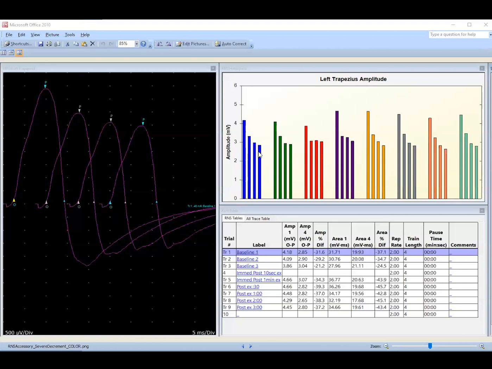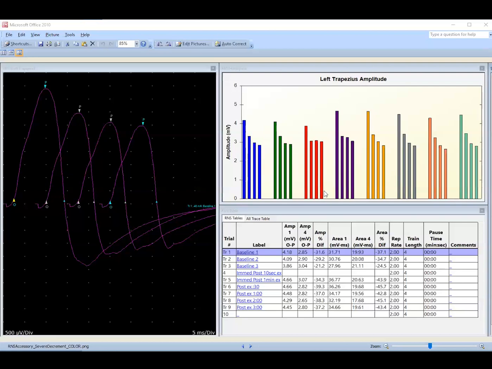If a patient has a 30% decrement on one set, and then a few seconds later, there's only a 10% decrement, that should be another red flag that there's a technical problem that's affecting the responses. And that could be poor patient relaxation, or movement of the stimulator, or movement of the recording electrode.